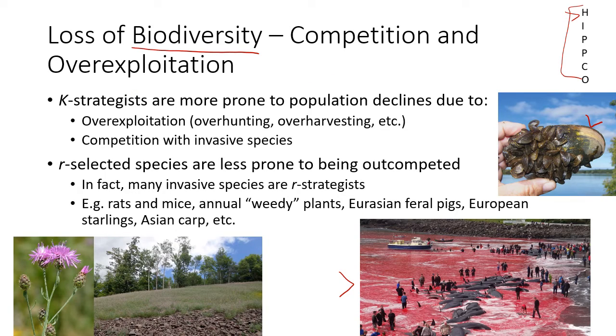And then if we contrast that with our R selected species, they are less prone to being outcompeted, they're less prone to overexploitation, they're less prone to going extinct in changing conditions. In fact, many of these invasive species that we're worried about are R strategists. Some examples of those are rats and mice, annual weedy plants tend to be R strategists, feral pigs, starlings, etc.